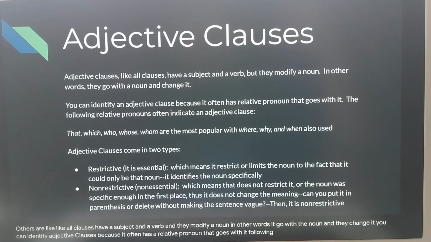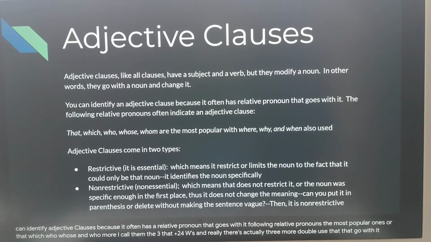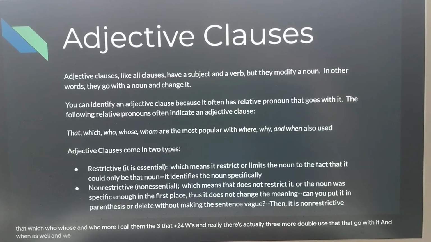The most popular relative pronouns are that, which, who, whose, and whom. I call them the three: it's that plus the 4 W's. And really, there are actually 3 more W's that go with it. You can have a where, why, and when as well. And we looked at those in class.